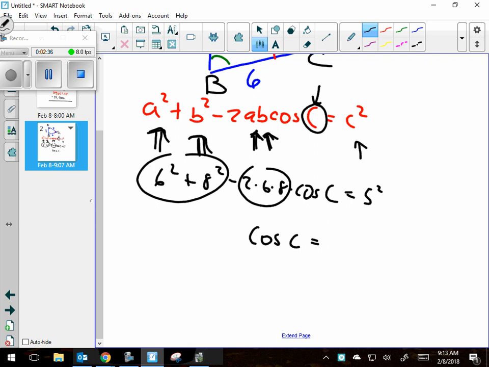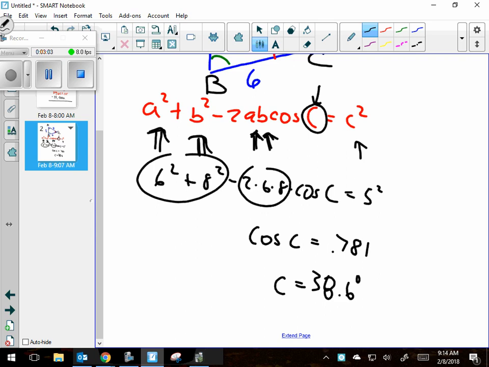What'd you get? Is it point something? Anybody verify 0.781? All right, and I know it might go further than that, and that's a rounding thing, and I'm not going to get overstressed about that. So then I'm going to do inverse cosine of 0.781. That gives us an angle of, what did you get? Can anybody verify? 38.6 degrees.